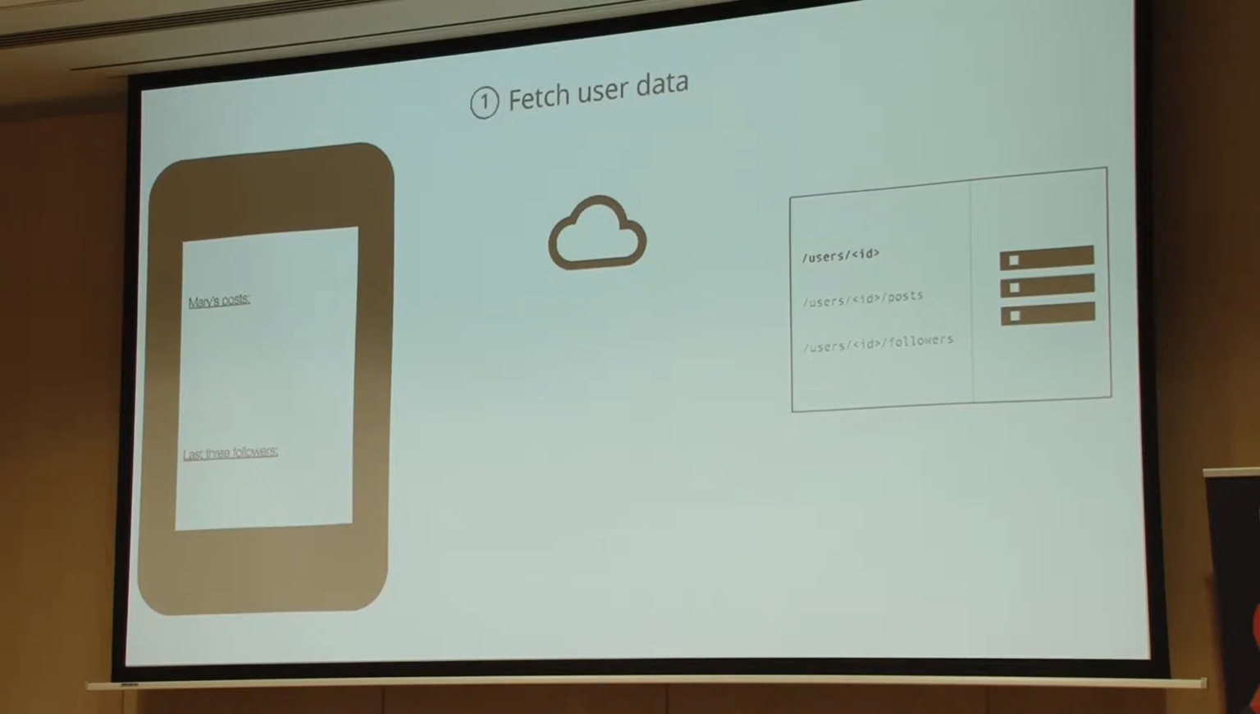So first, we need to hit the user's ID endpoint with a GET request, and the server might respond with data that looks like this. Again, depending on how exactly your API is designed, you might receive a different payload from the server. In this case, we're not only downloading the first name of the user that we want to display on the screen, but we're also downloading additional information.